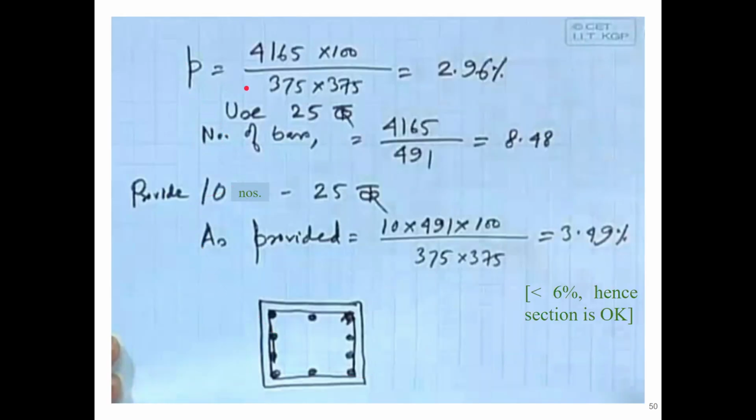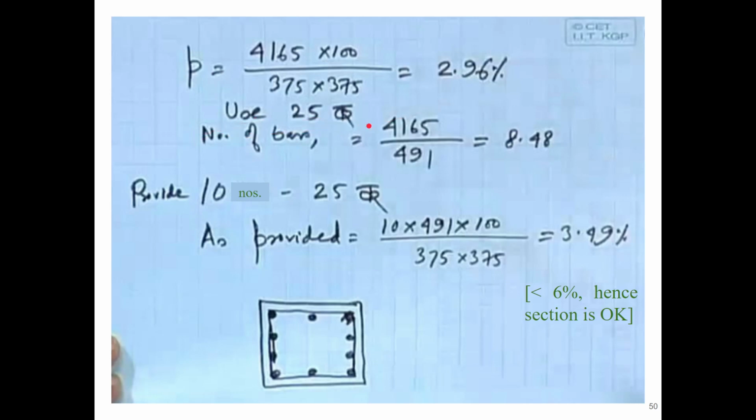So the P value in this case is how much? 2.96%. And even if you add the lapping, it will be 1.5 into 2.96, so around how much? Between 3 to 4, around 4.5, right? In any case that is less than 6%, so the design is okay. Here I think they have not added the lapping part, so only going for the reinforcement, they have found that the P value is 2.96%.